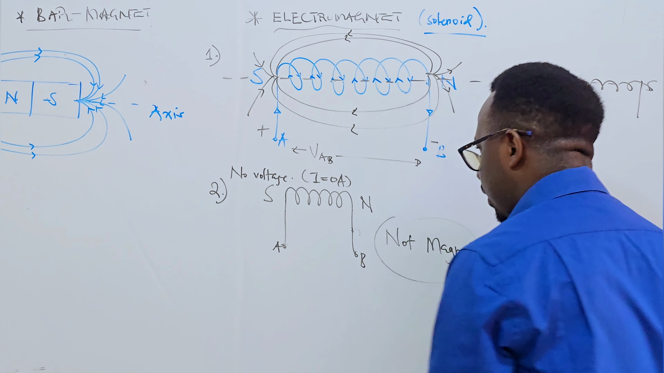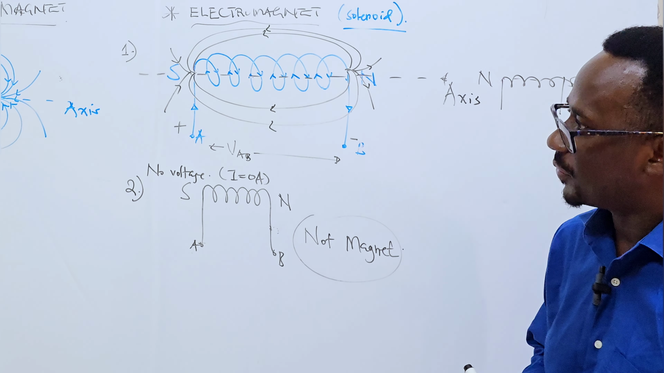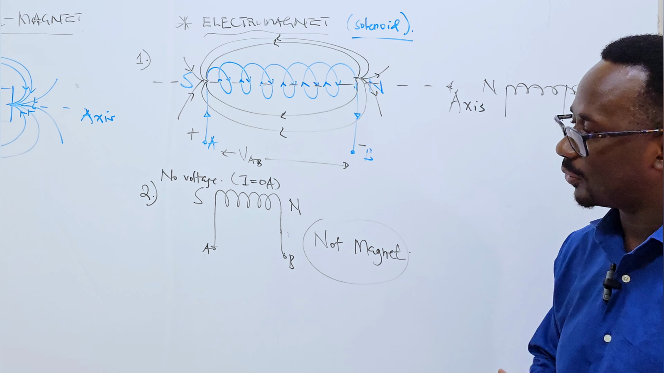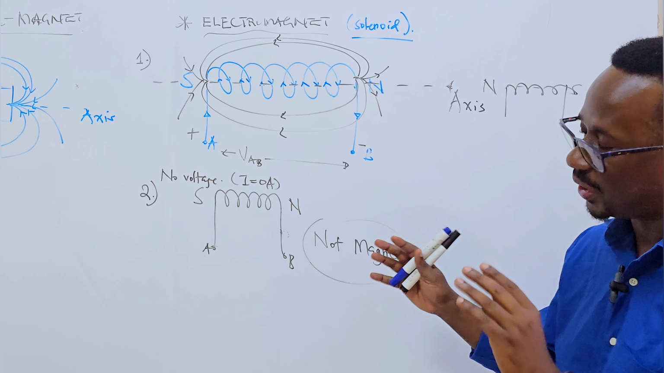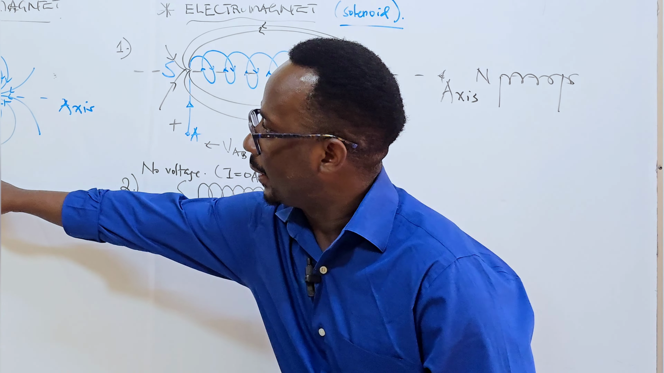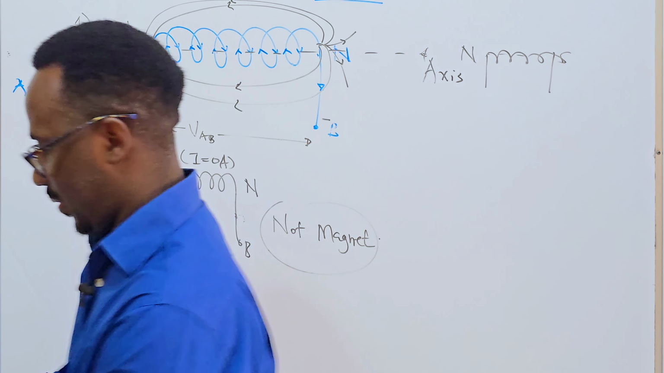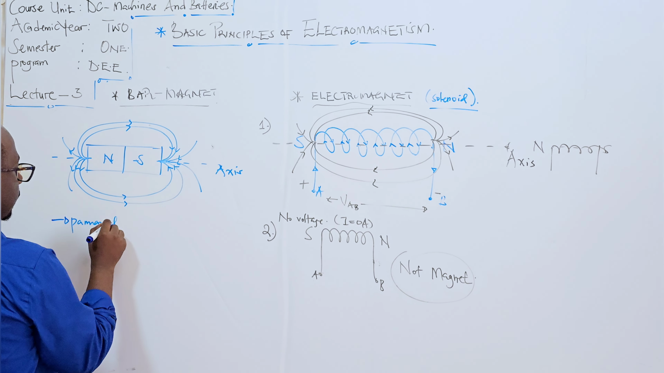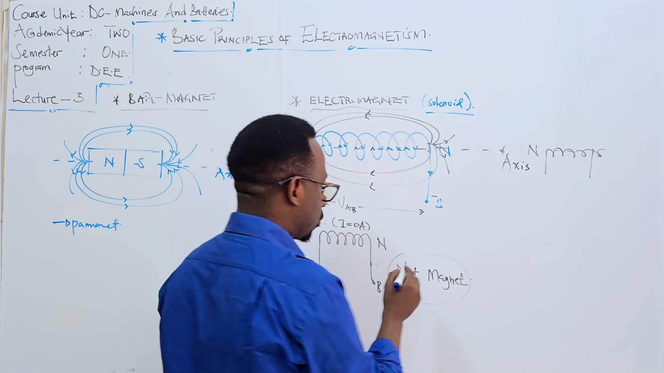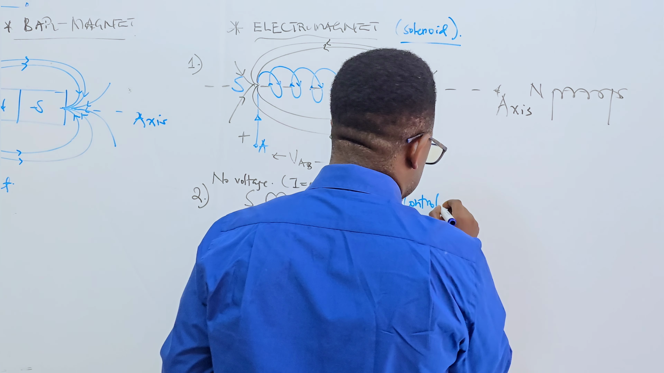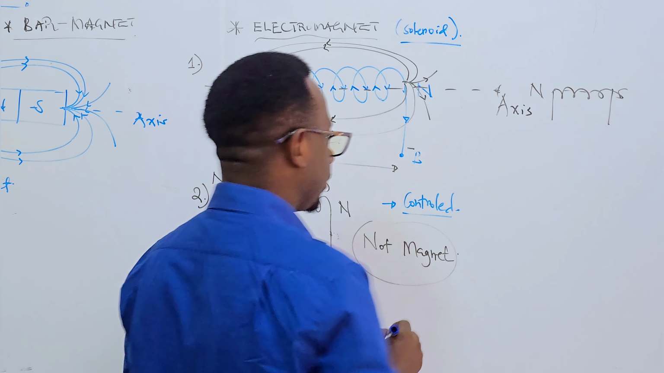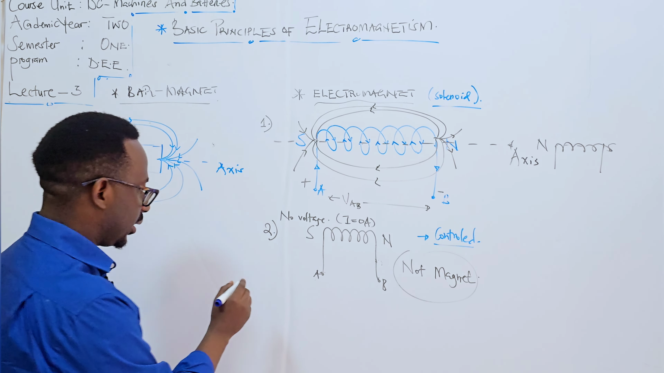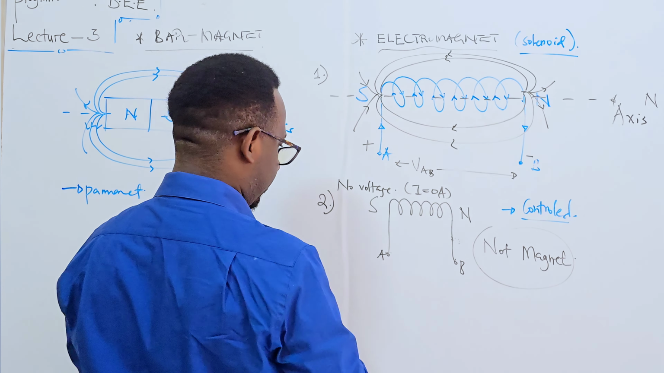So guys, when you think about it, we've just found a way to create a magnet that we can turn on and off whenever we see fit, whenever we need to. Unlike a bar magnet, which is permanent, this is controlled. It can be turned on and off whenever we see fit. Very, very important. So let's look at scenario 3.